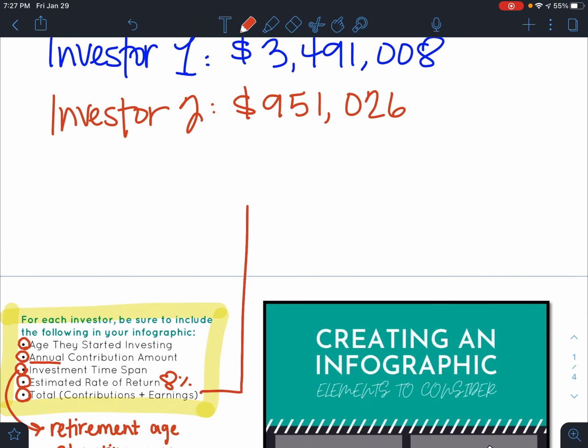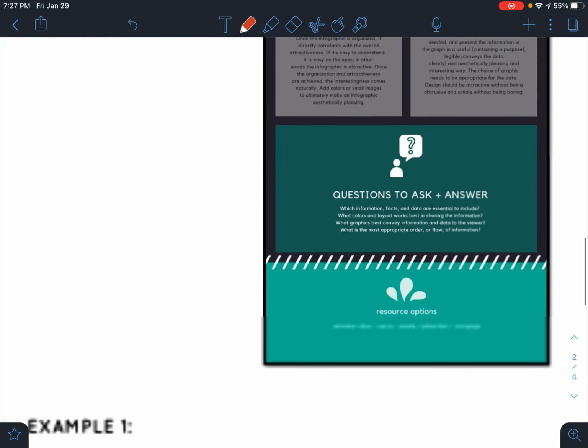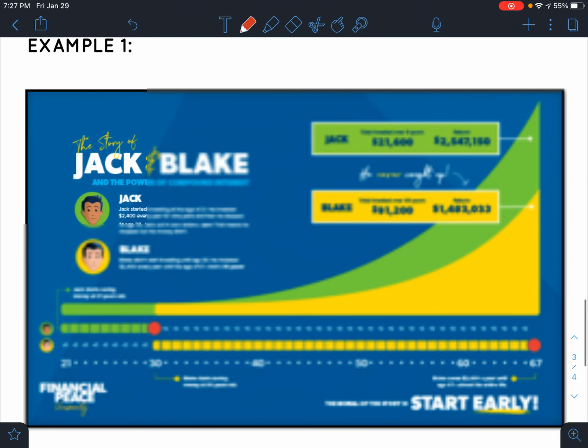So I'm going to draw an arrow just right up here. Those 2 numbers are my totals. All right, so I'm going to scroll to some examples. I have more examples to actually show you that you actually have access to on Moodle as well.